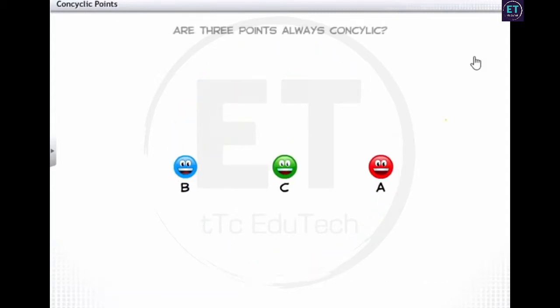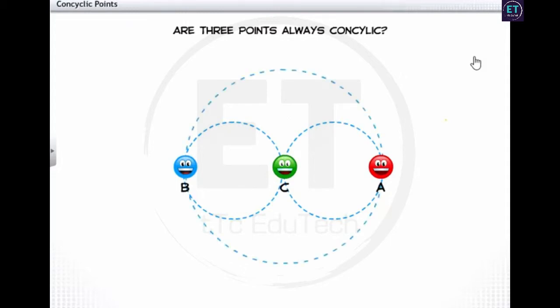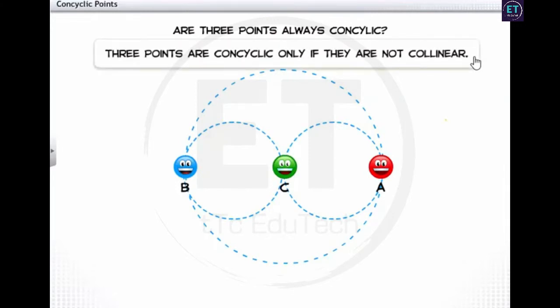Can we conclude that 3 points are always concyclic? No, this does not always hold true. For example, let's consider 3 points that are collinear. A circle can be drawn through any 2 points, but the third will fall either inside or outside that circle. Based on this observation, we can conclude 3 points are concyclic only if they are not collinear.